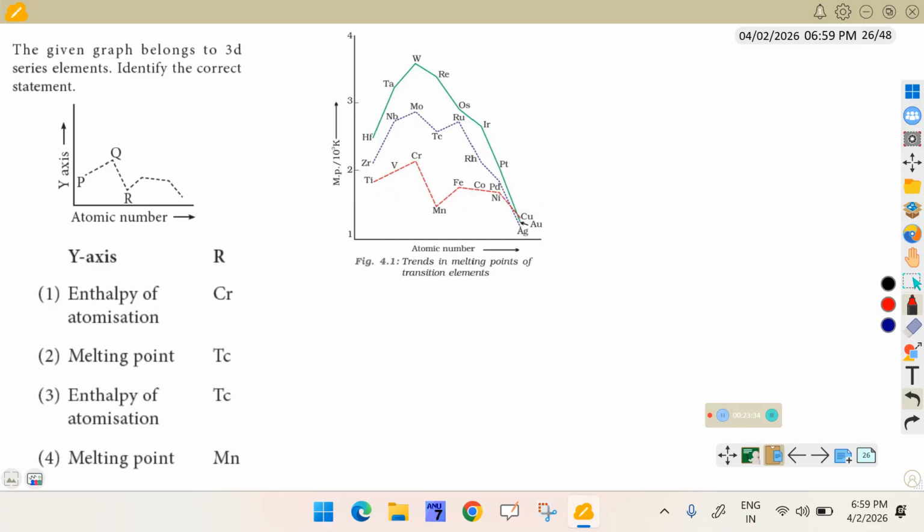The given graph belongs to a 3D series element. Identify the correct statement. Yes, the graph is a 3D series graph. Correct. So identify R. R is manganese. This is related to the melting point graph.